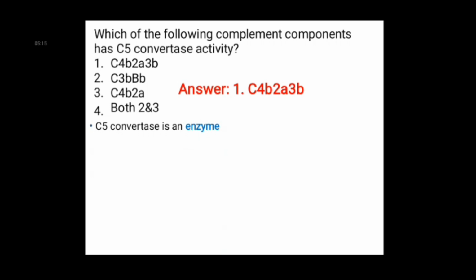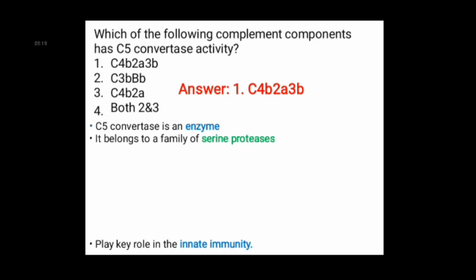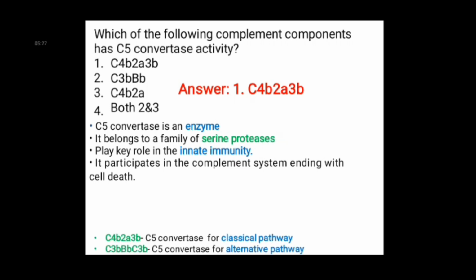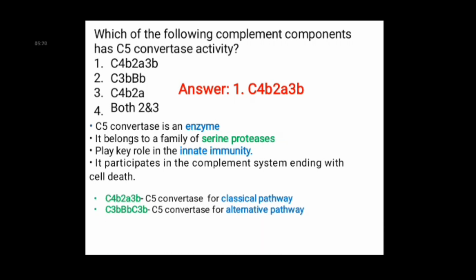C5 convertase is an enzyme. It belongs to a family of serine proteases. It plays a key role in the innate immunity. It participates in the complement system, ending with cell death. The C4b2a3b is the C5 convertase of classical pathway, whereas C3bBbC3b is the C5 convertase for alternative pathway.